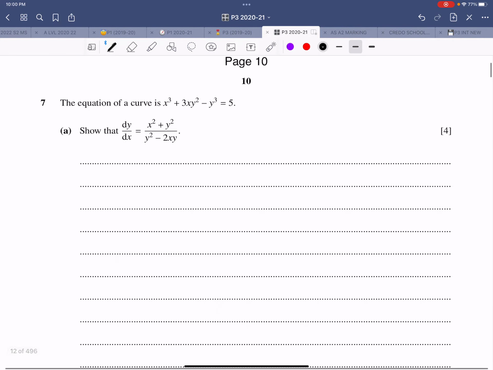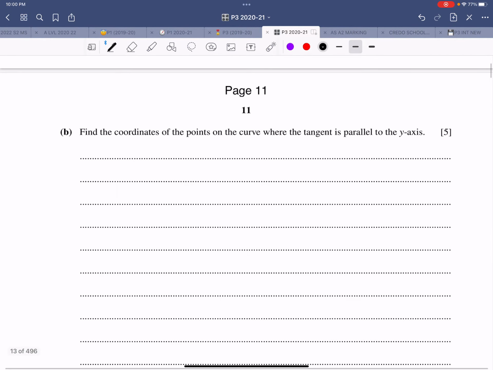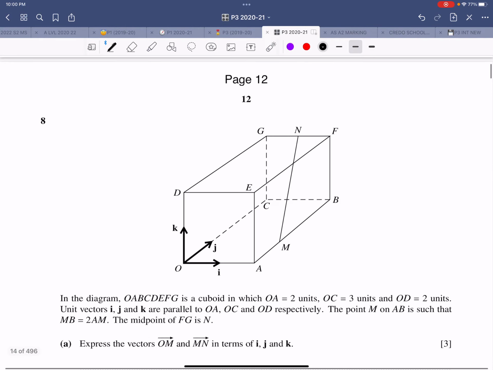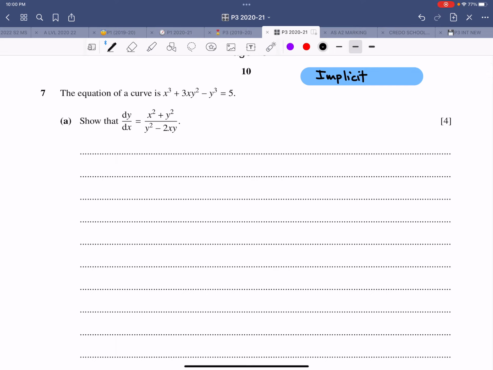Question number 7. Now question number 7, what is this all about? It looks like implicit differentiation after a long time, and the first part is differentiation, and the second part is tangent is parallel to y-axis. So now in this one, what is the rule? x cube plus 3xy square minus y cube is equals to 5. Differentiate both sides with respect to x.